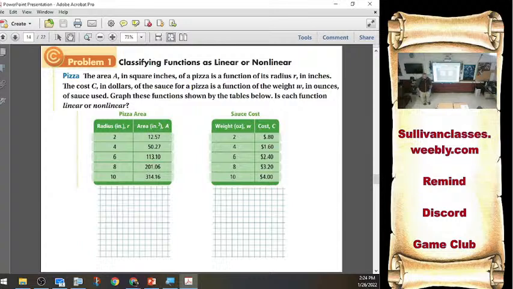Linear or nonlinear, pretty simple. Can you make the graph? And then just tell me if it's a line or not. But I put this in here because we need to practice making the graphs in the appropriate scale. Having an appropriate scale is something that kids tend to struggle with. So, area in square inches of a pizza is a function of its radius in inches. The cost in dollars, the sauce of the pizza, weight in ounces, and so on. They have a comparison. Radius to inches, weight to cost. Graph both. It doesn't even matter what we're talking about. They want you to graph two tables. So you have to pick a scale that's going to fit all of this data.